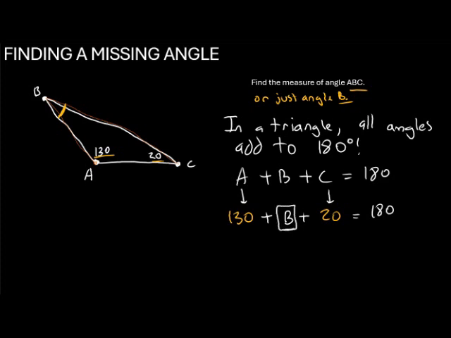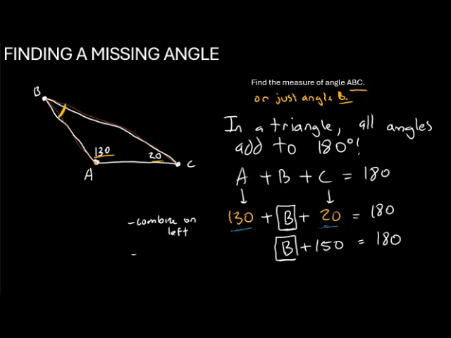And we can find out what B is by doing some algebra. The first thing I would do is combine the numbers on the left that I do know. We can take 130 and add 20 to it. If we do so, we will get 150. So instead of saying 130 plus B plus 20, we can say B plus 150. We'll still say this equals 180.